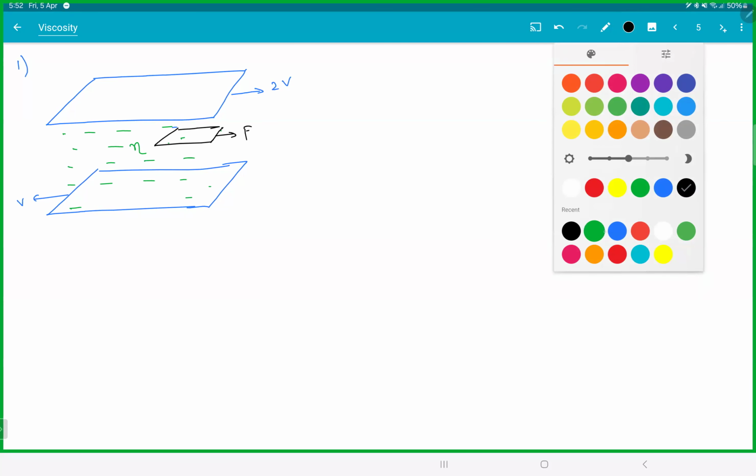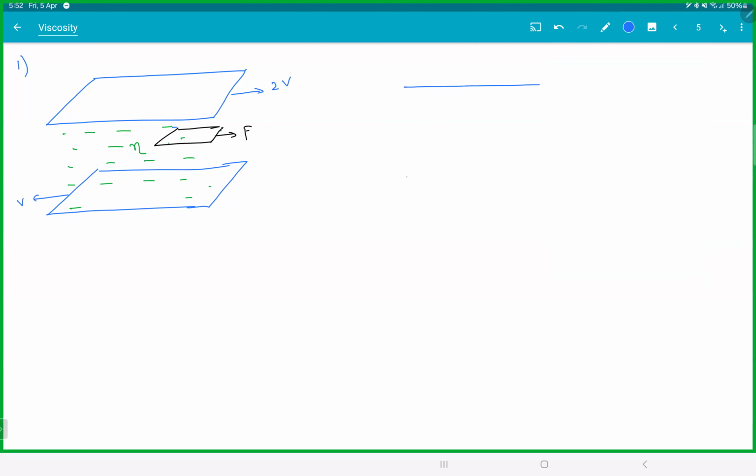Let me show you in the side view. If I just show it in the side view, it looks like this. This guy is going with 2V. This guy is going with V. Somewhere in the middle here, this plate is being pulled by a force F, and it is also traveling with velocity V by 2, which is constant. From here to here, this distance is d by 3. And here to here, this distance is 2d by 3.